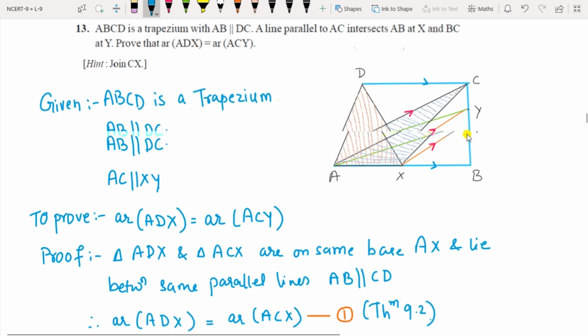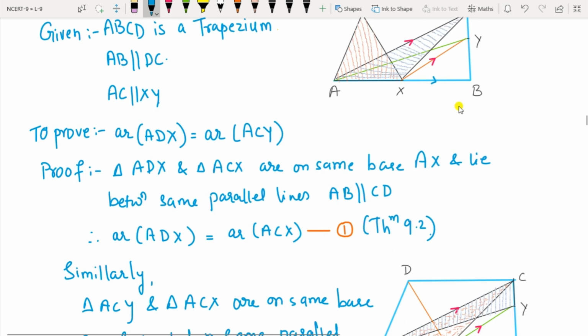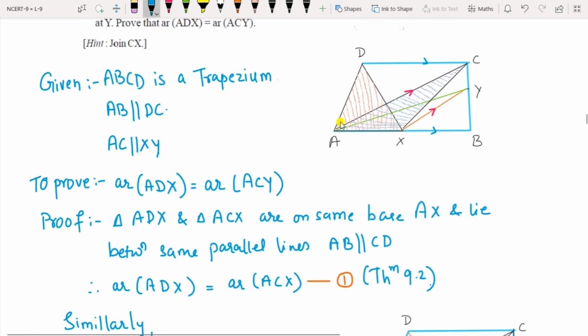So now let us consider ADX and ACX first, that I have shown in black color. ADX and ACX, these are on the same base AX and between the same parallel lines. Therefore area of ADX will be equal to area of ACX. That is your equation 1.